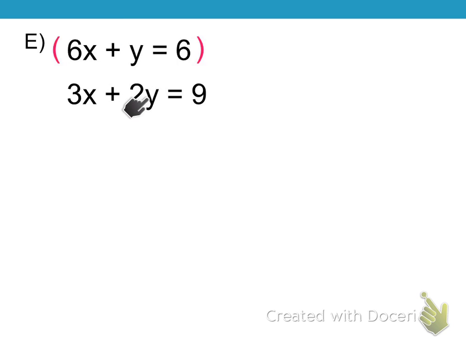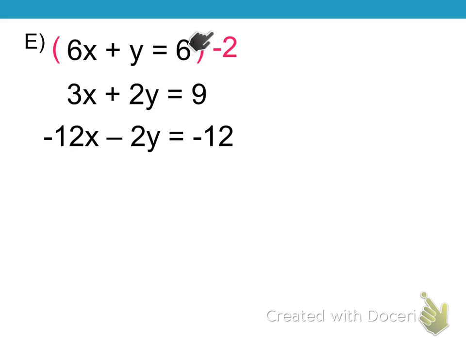So what's the smallest way? I need this one to be a negative 2, this one to be a positive 2. So I can multiply the top by a negative 2. So I do negative 2 times 6x, that's negative 12x. Then I do negative 2 times positive 1y, that's negative 2y. Don't forget the other side of the equal sign. 6 times negative 2 is negative 12.